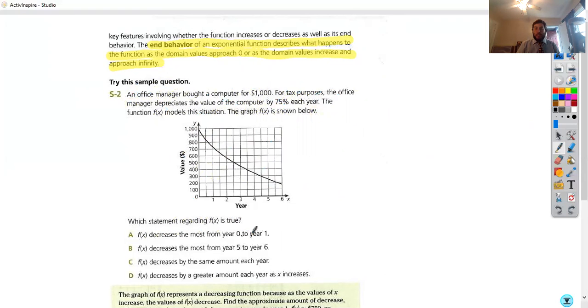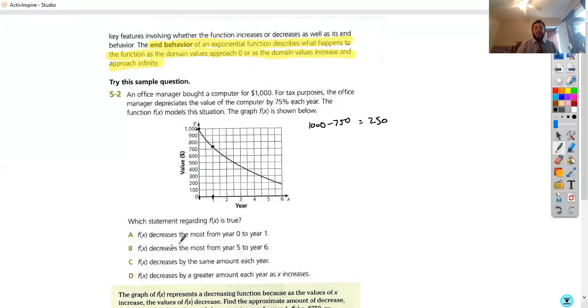F of x decreases the most from year 0 to year 1. So if we're looking at that decrease, it's from about here to year 1, which is about here. So from year 0 to year 1, it went from about 1,000 down to about $750, which is a decrease of $250. That's a big jump here. So possibly it could be A.